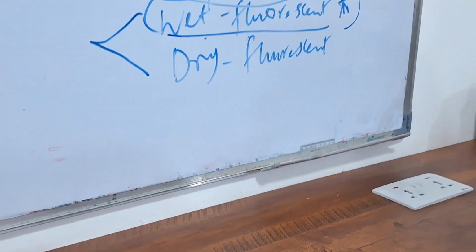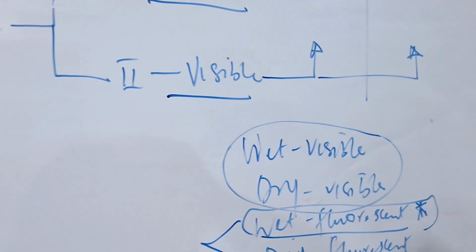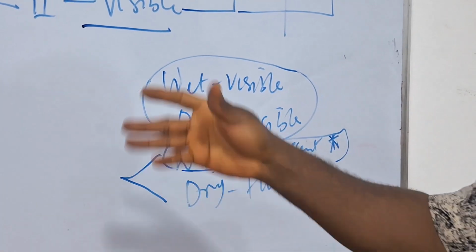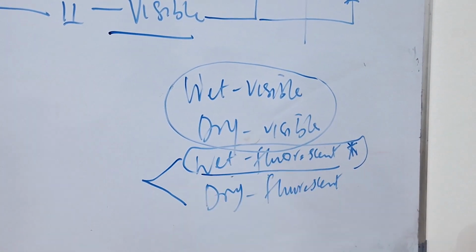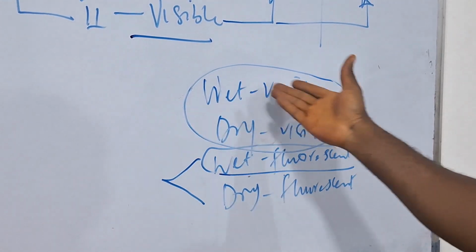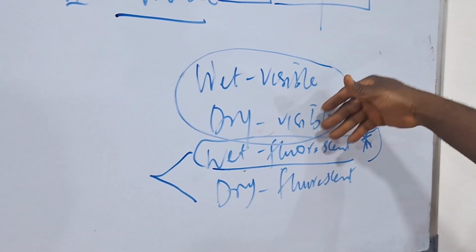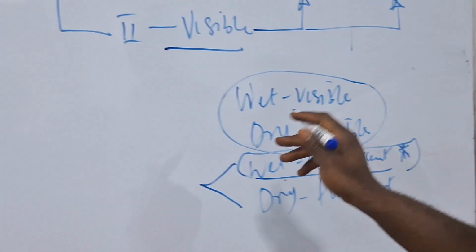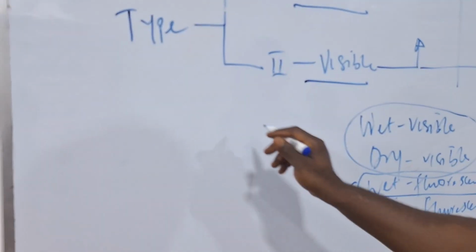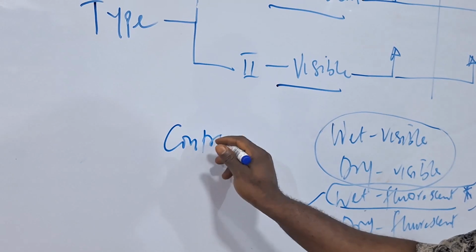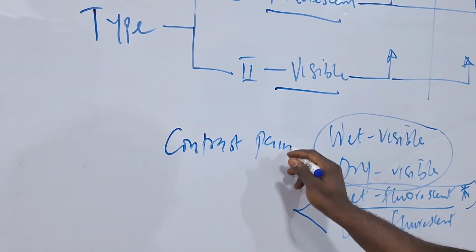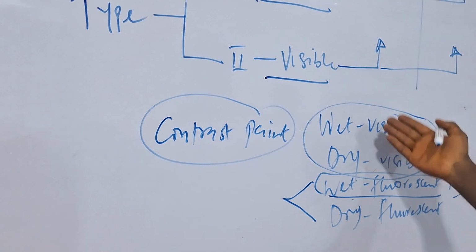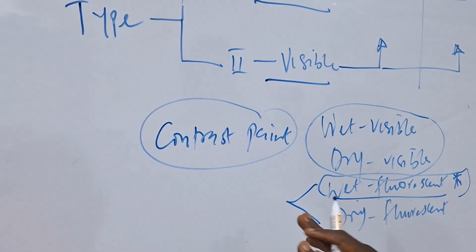Where is it applicable for each of these techniques? For wet visible, mostly your portable MPI that you do in the field, where you can go with your aerosol can, your black and white as the case is. In the case of visible, what mainly differentiates it from the fluorescent is that you are using what we call your contrast paint, which is usually the white paint. So in the visible method, you are making use of your white paint so that it gives you the white background.